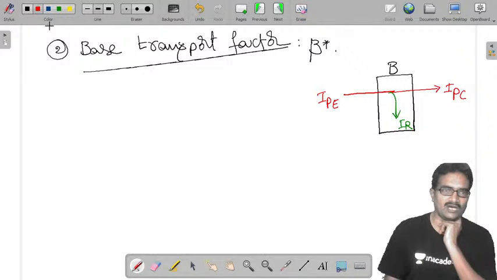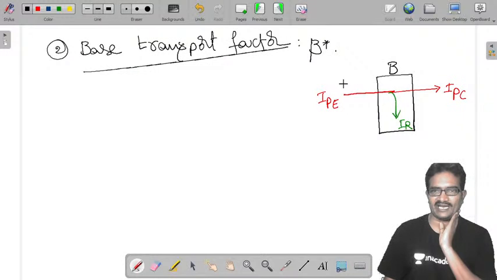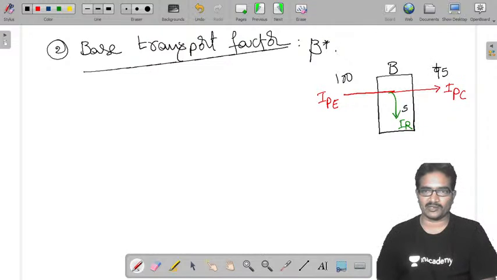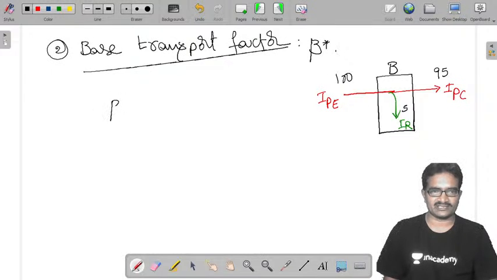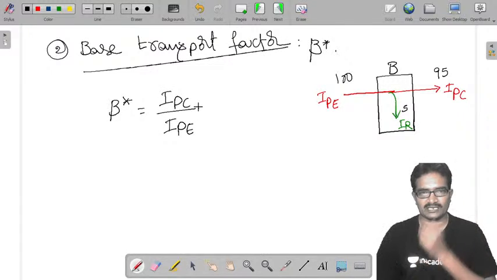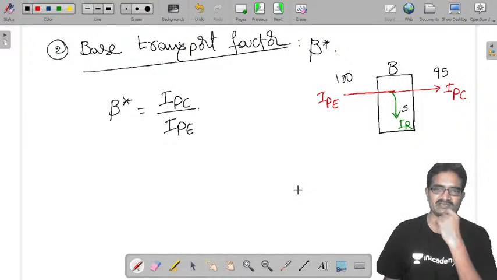Now, with respect to the base, it is taking 100 carriers, 5 carriers are recombined, and it is transporting 95 carriers. So this is the current due to 100 carriers, this is the current due to only 5 carriers approximately, and this is the current due to 95 carriers approximately. For your better understanding I have written this. Now the base transport factor is defined as beta star equals IPC by IPE.